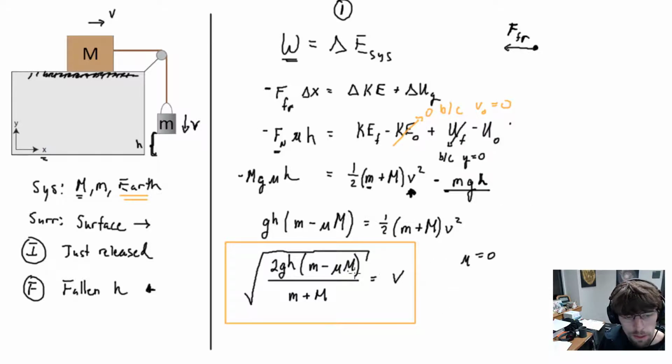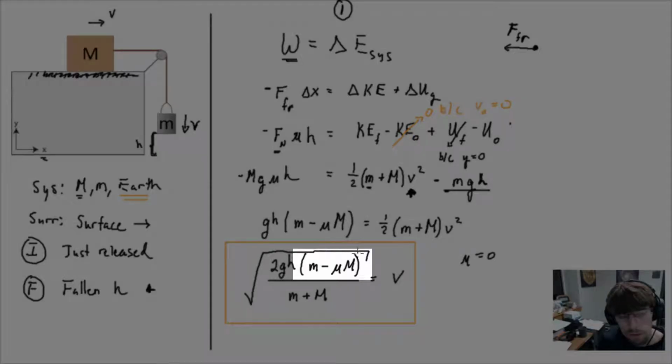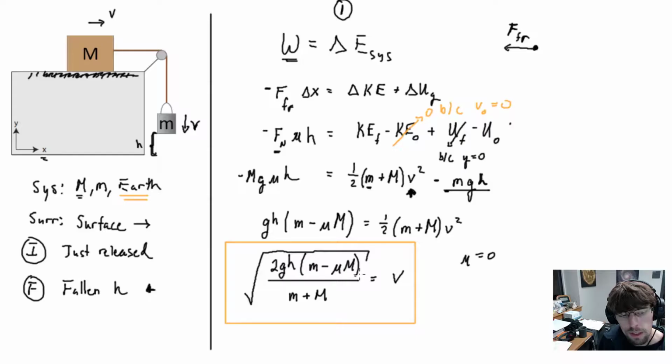Alternatively, there's another really cutesy safeguard in here. You notice the term in parentheses: if mu times big M is greater than little m, this term ends up being negative, and of course you can't take the square root of a negative. So what does that physically mean if mu M is greater than little m? It means the frictional force acting on big M is sufficient to keep little m hanging. It just hangs there and won't start sliding. So there's a safeguard built into this equation.